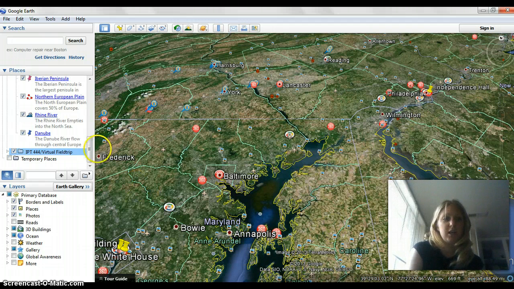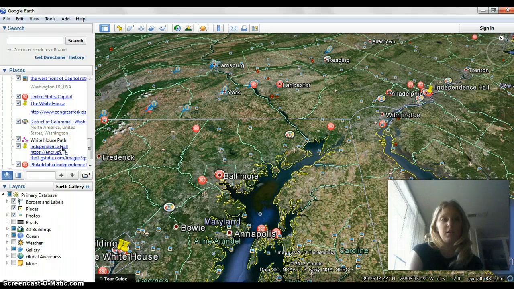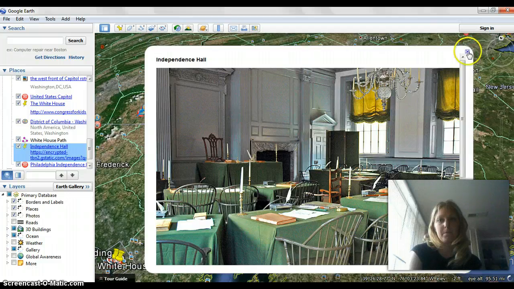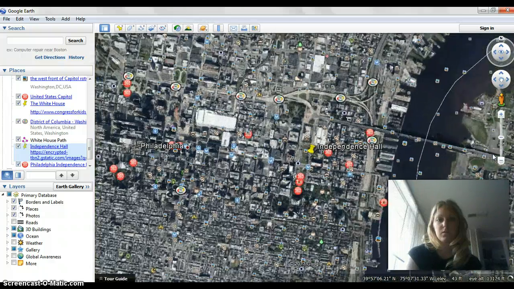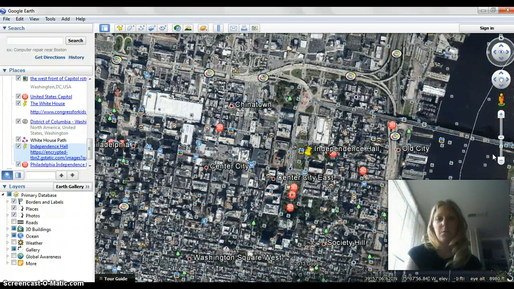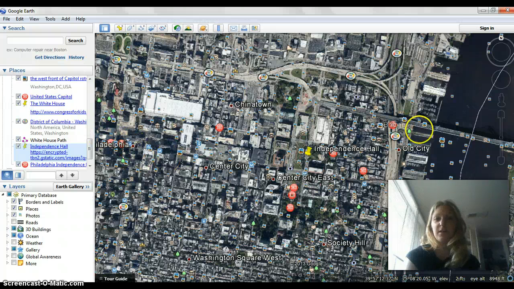So now, students, I want to take you to where our Constitution was written. And it was written in 1787 in Independence Hall. So let's visit that now. Can anyone see what city Independence Hall is? I'll give you a hint. You can kind of see it over here. Yeah, Independence Hall is located in Philadelphia. And this is where our founding fathers wrote the Constitution.